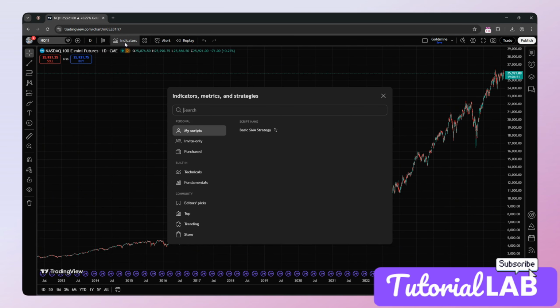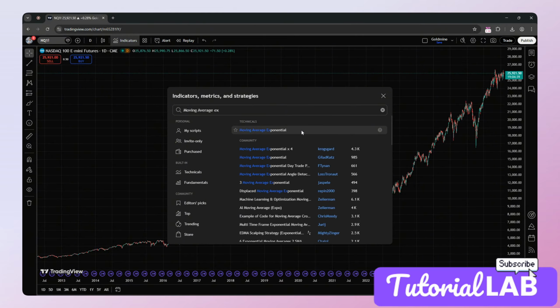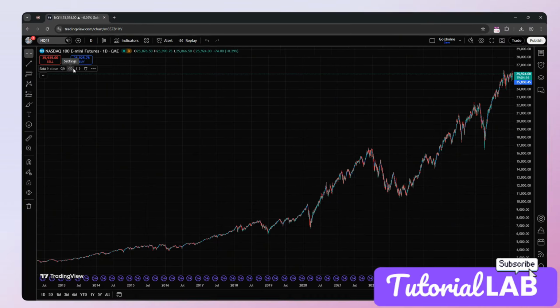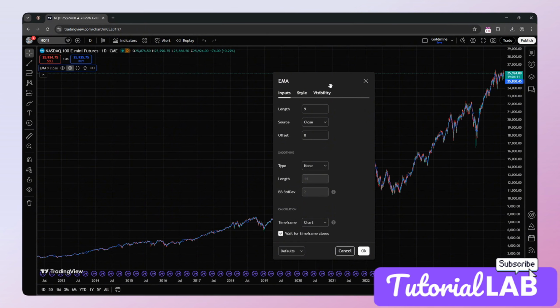Next, click on the Indicators button at the top of your chart. In the search bar, type Moving Average Exponential. Click here. Once the moving average is added, you will see a line on your chart. To set it to 200 days, click on the gear icon next to the name of the indicator in your chart legend to open the settings.